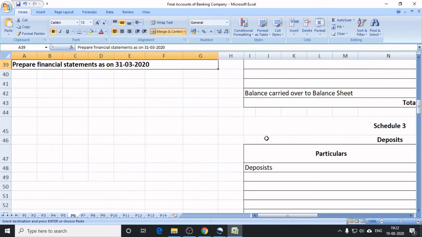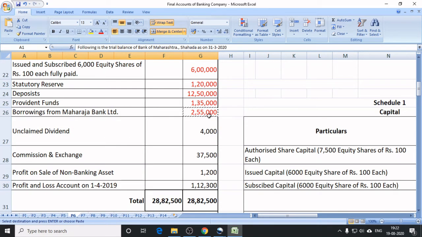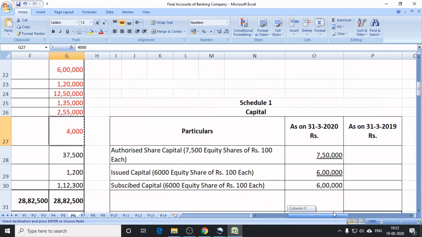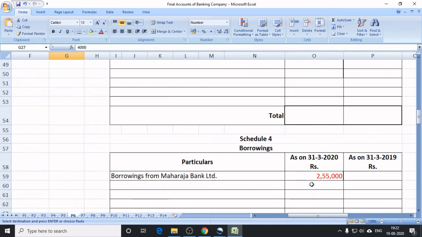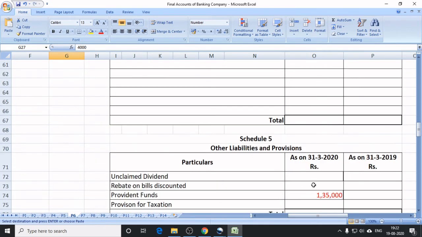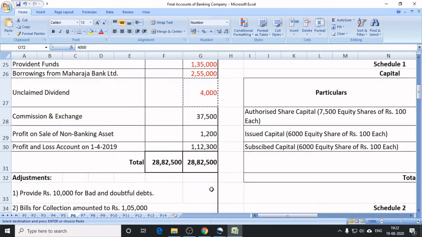Now the next is unclaimed dividend. It also has a credit balance. It is also the bank's liability. We have to consider it under schedule number 5. Record it under schedule number 5, that is other liabilities and provisions. Unclaimed dividend, 4,000 rupees.